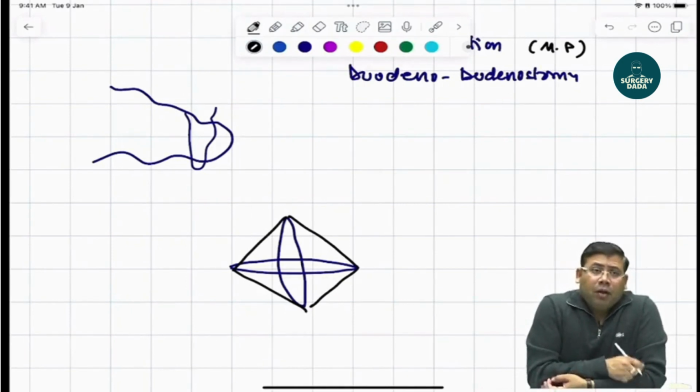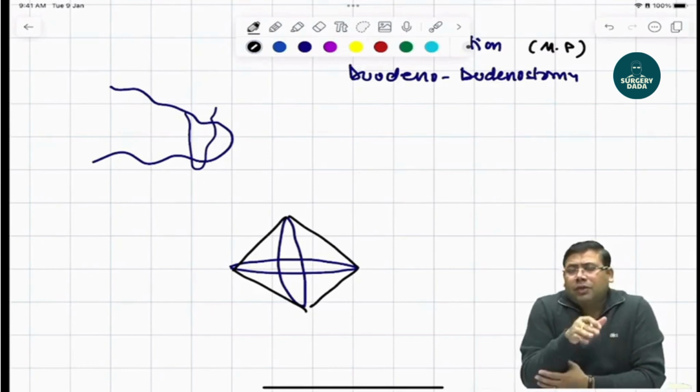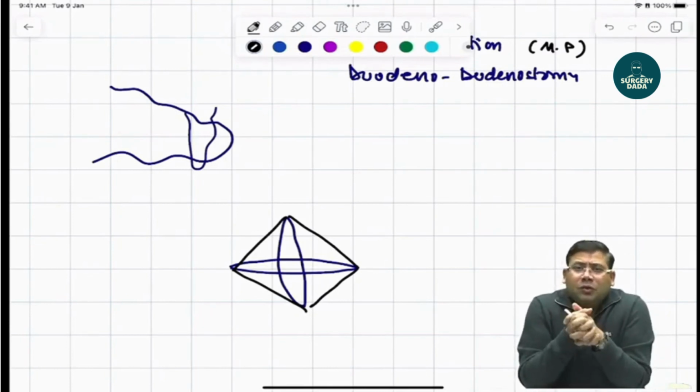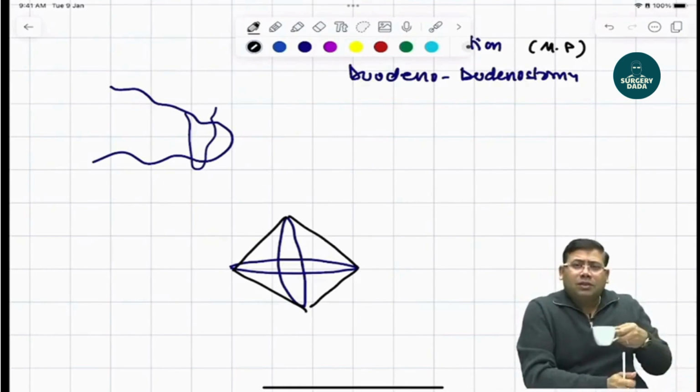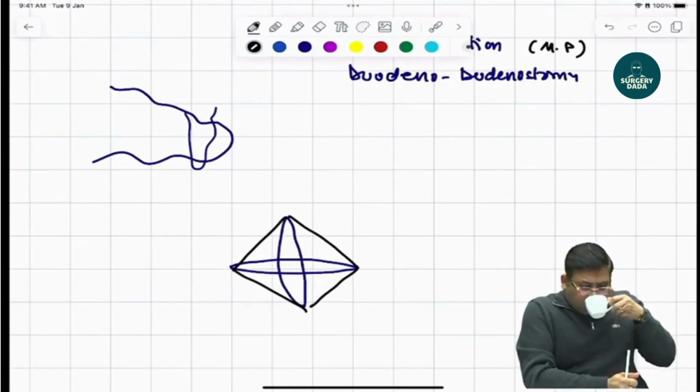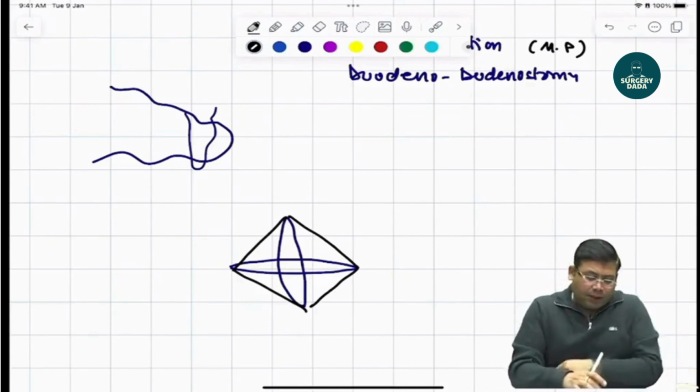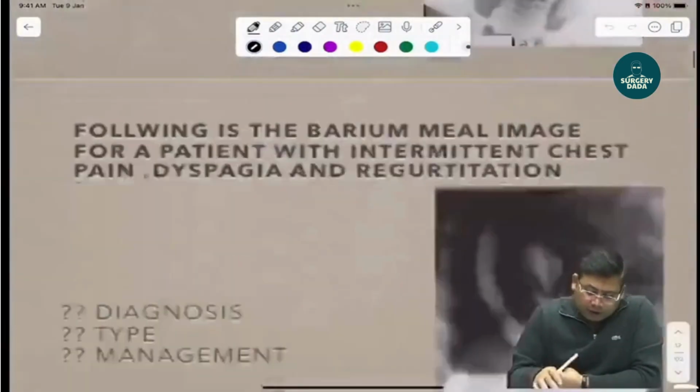This is important. Do you know what kind of vomiting is associated with duodenal atresias? Is it bilious or non-bilious? It is bilious vomiting. Why? Majority of the atresias happen distal to the ampulla, and this is again a very important thing. Let us move forward and go to the next question.